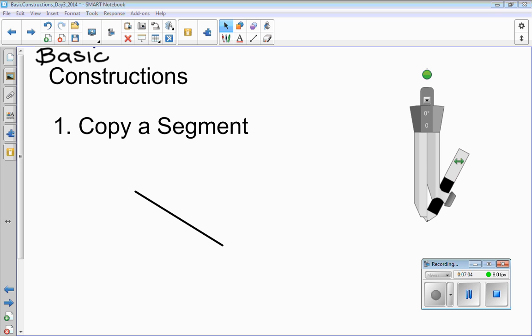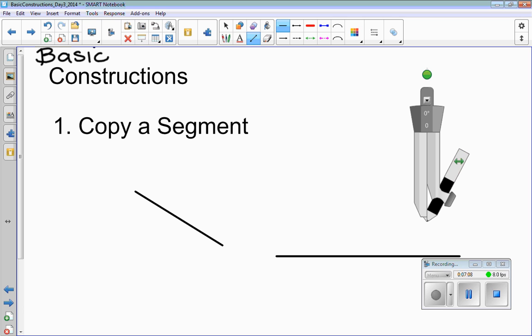So what we'll need to do is we'll need to make another segment. Make it obviously longer than the one that we were given. Go ahead and use your straight edge and make some longer segment. And we're just going to measure it with our compass.